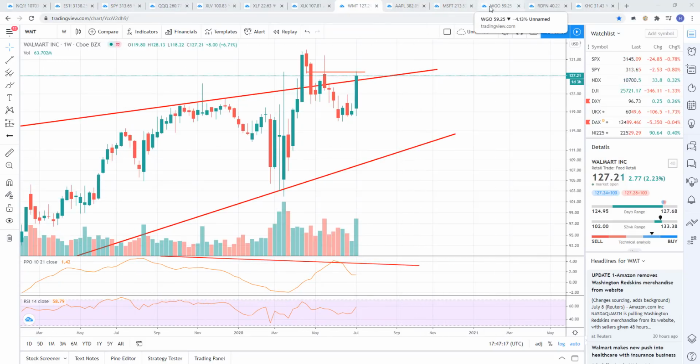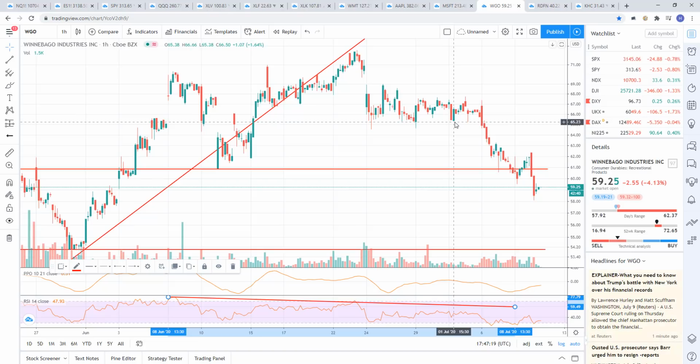Okay, Apple and Microsoft, there's nothing changed technically. Those are still moving in an uptrend. There's no technical breakdowns yet, so I'm not going to cover those.